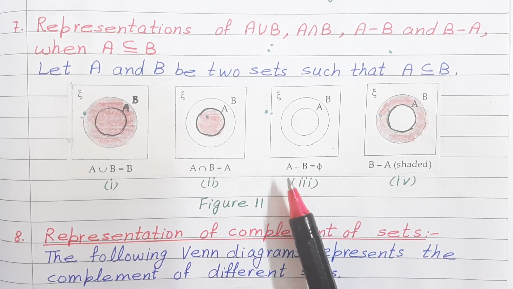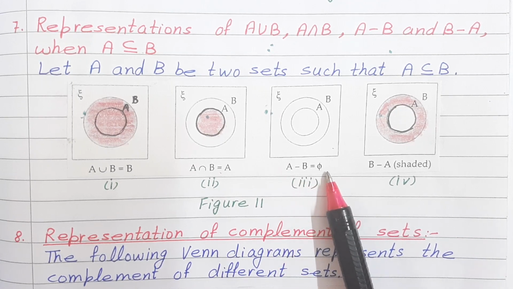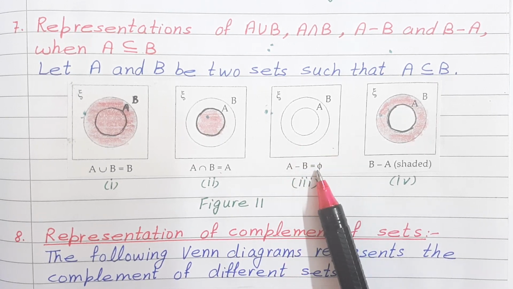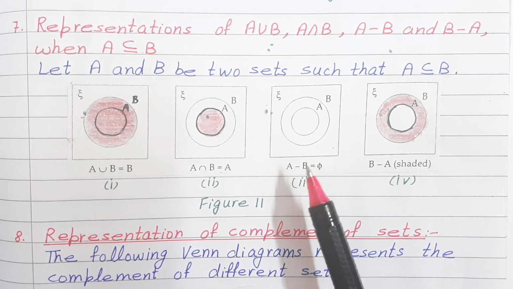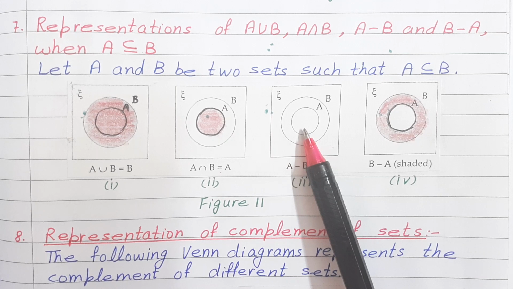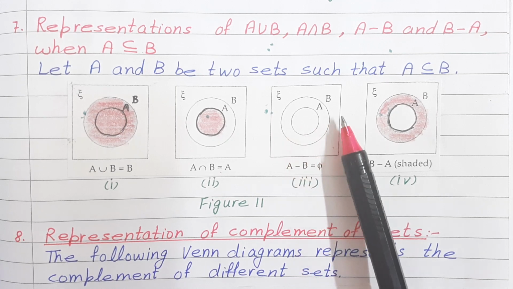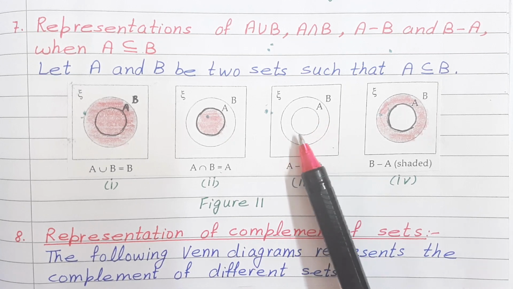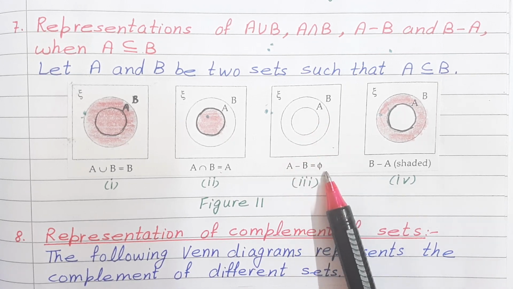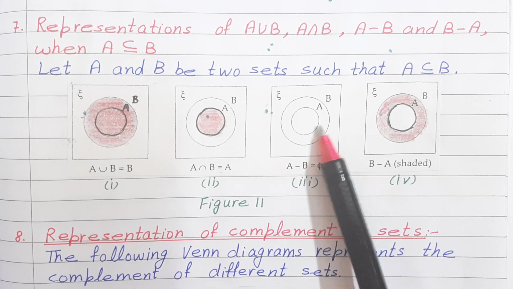And children, A minus B is phi. There is nothing common, right? A minus B is phi. Why is it like this? Because all the elements of A are already contained in B. So if you remove all the common elements, then the answer will be phi. So we will not shade anything here.